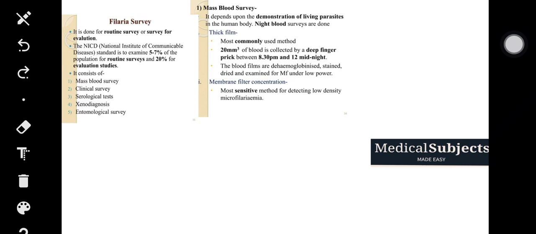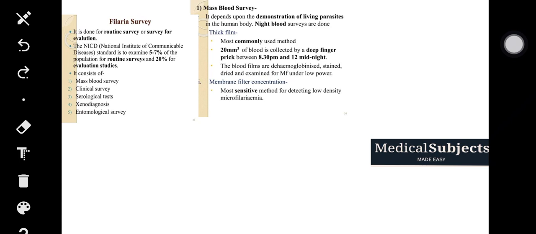Mass blood survey depends on demonstration. As we said, the blood is rich in microfilaria in the night, that is nocturnal periodicity. At that time, blood has to be drawn. So mass blood examination has to be done in at least 5 to 7% of people.